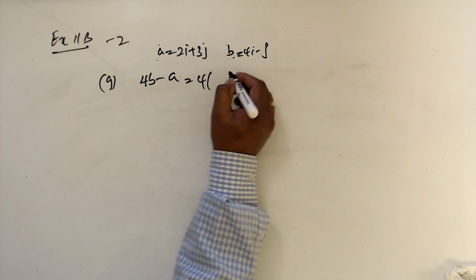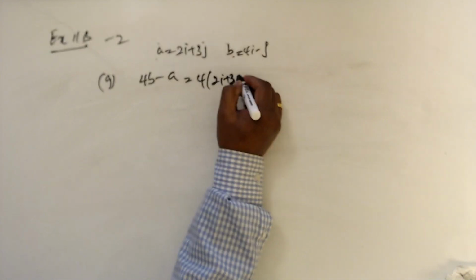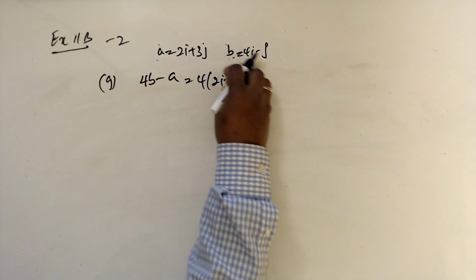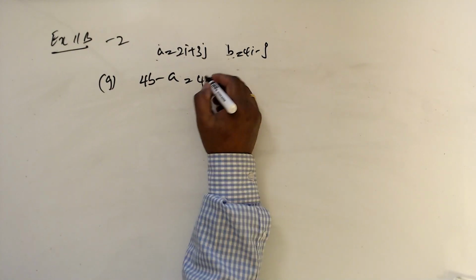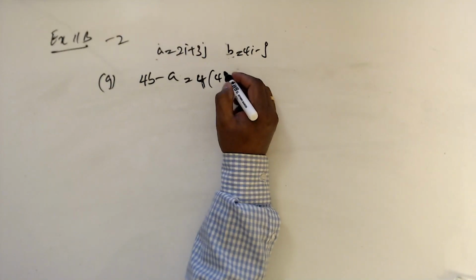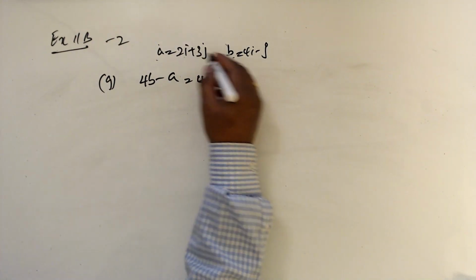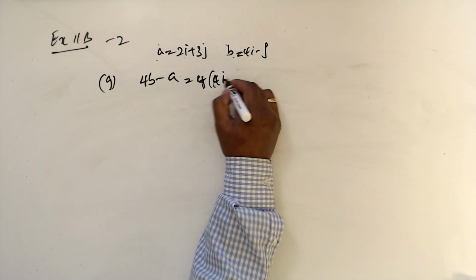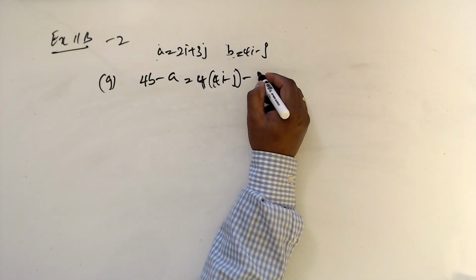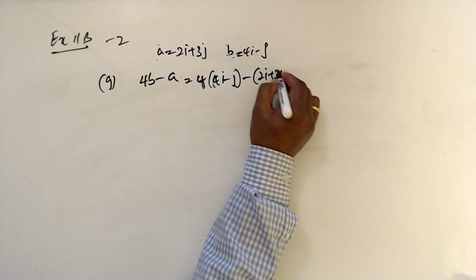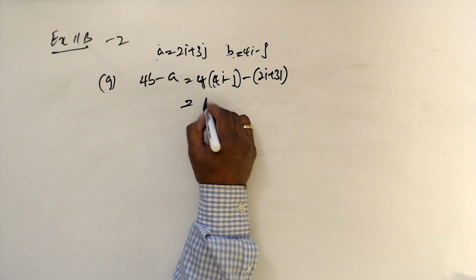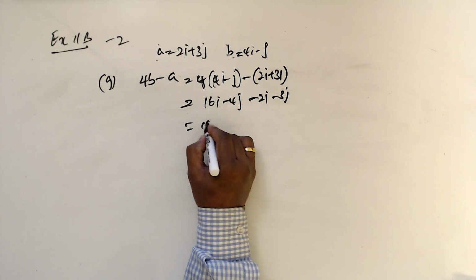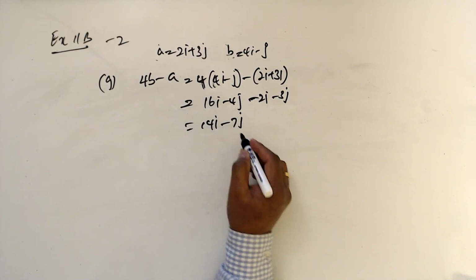Minus 4 times 2i plus 3j and minus j minus 2i plus 3j. So this is going to be 16i 4j minus 2i minus 3j, 14i 7j.